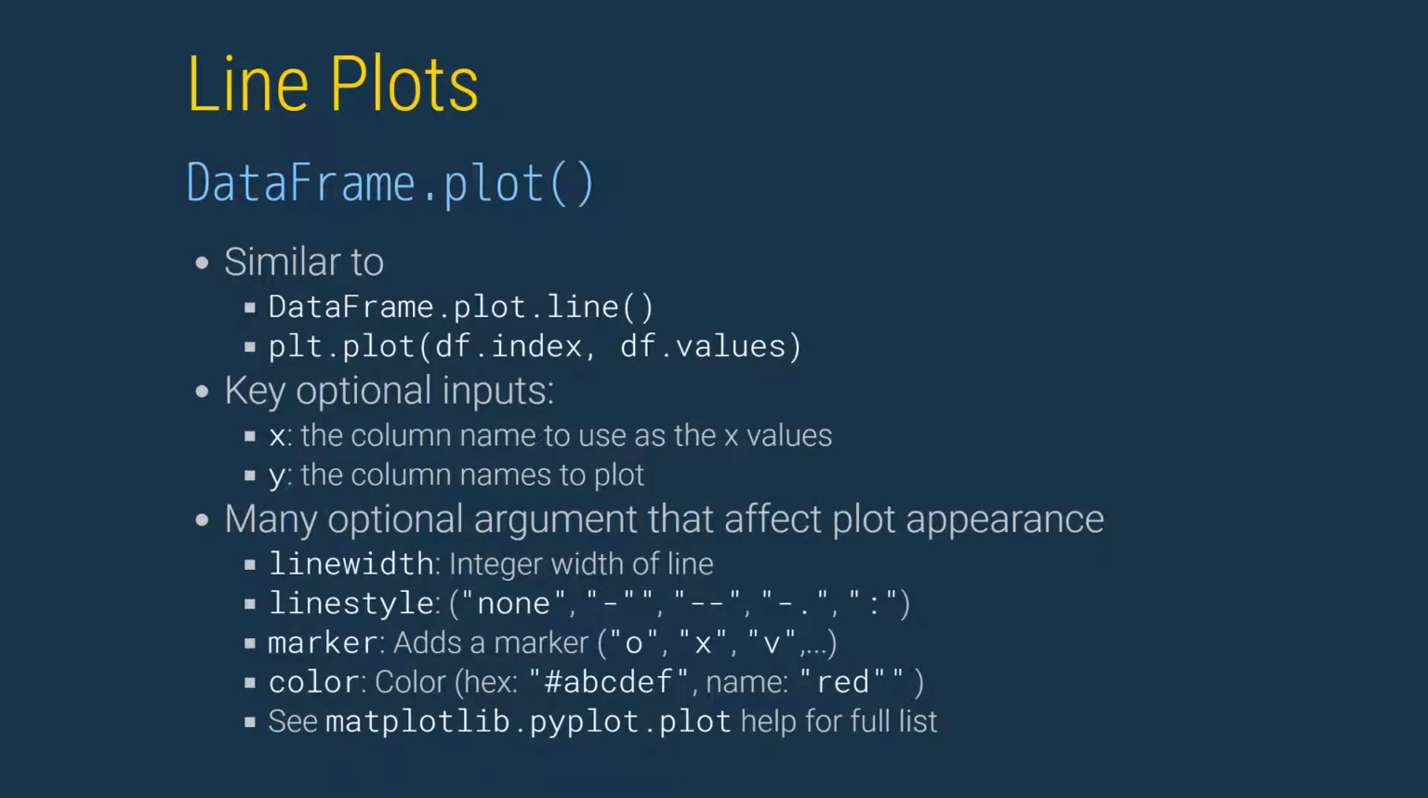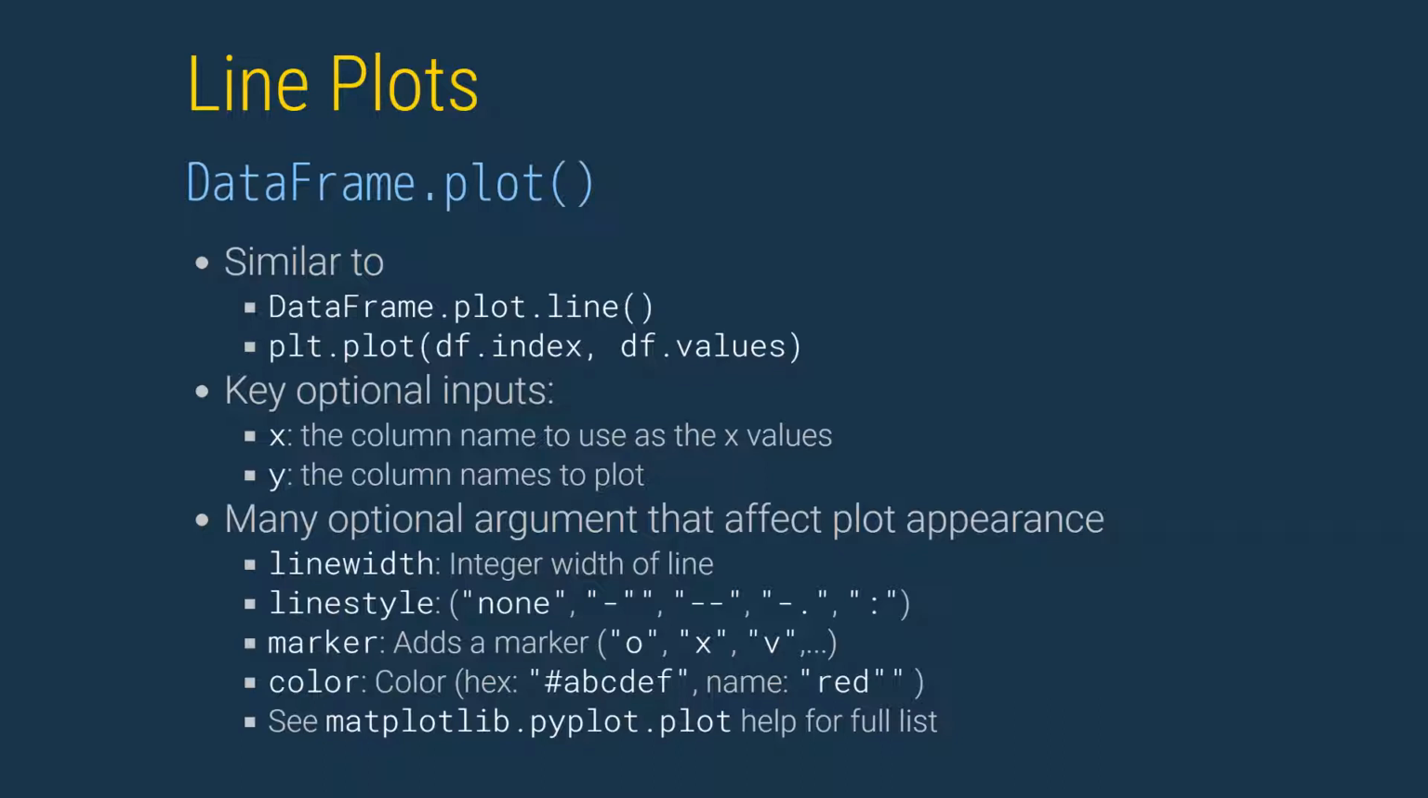Line plots are produced using the plot method attached to a data frame or a series. This interface closely matches the methods available in df.plot.line. These methods plot the data in a series or a data frame as y values against the data frame's index as the x values. These can be overridden using the keyword arguments x to specify a column name to use as the x coordinates, and y to specify the column or set of columns to plot from the data frame.